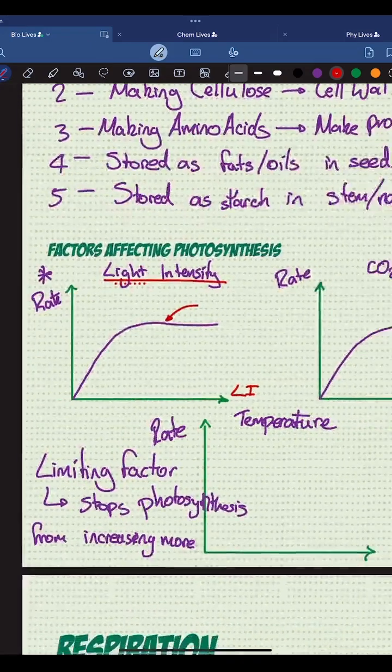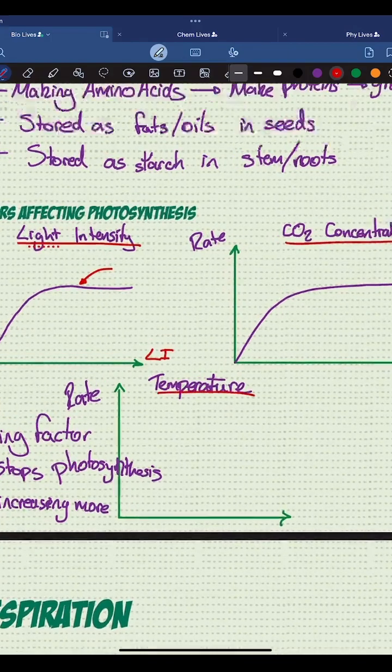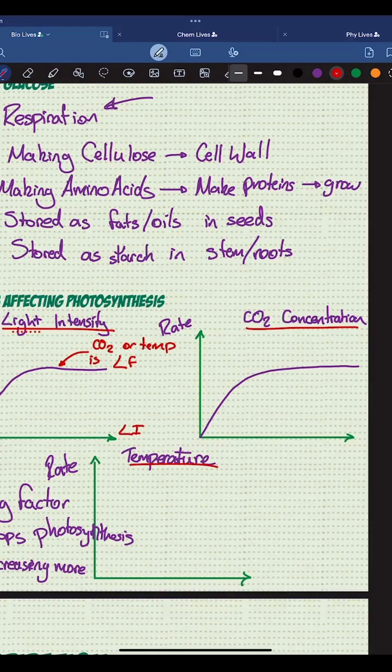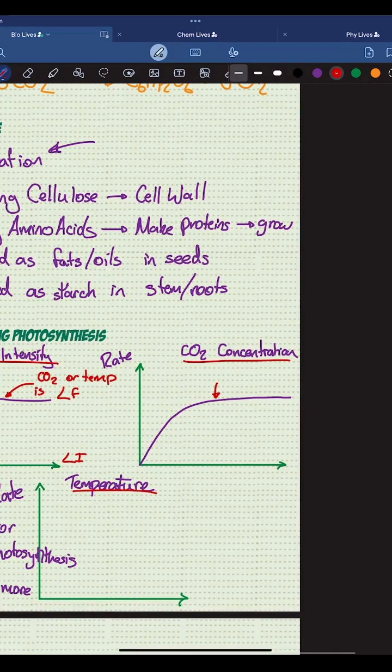It would be one of the other two factors, either CO2 concentration or temperature. So you would say CO2 or temperature is the limiting factor. That's what stops it from increasing anymore. You can say the same here. That's why it plateaus. But this time it's not CO2 concentration that's limiting photosynthesis. It's one of the other two. So it's going to be light intensity or temperature. That's the limiting factor. Because one of those needs to increase in order to increase the rate even more.